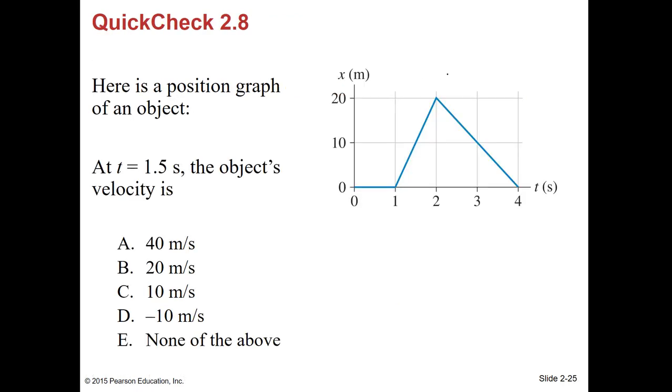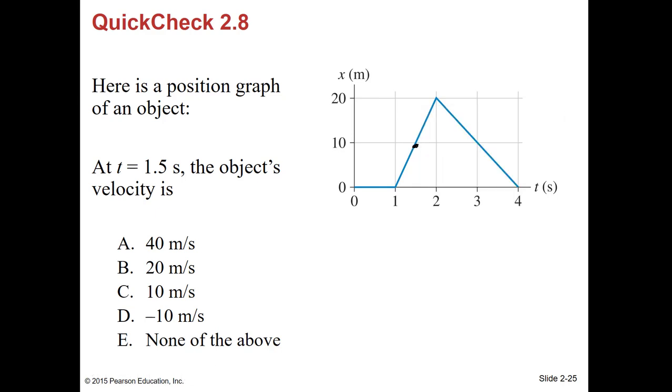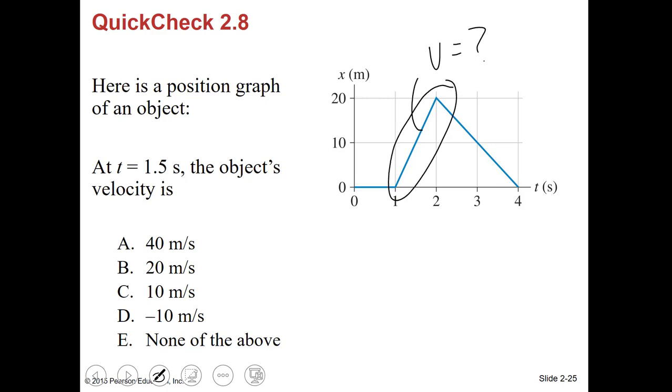So here's a quick check one. Here is the position graph of an object. At 1.5 seconds, we want to know what the velocity is. So 1.5 seconds is about here. About that location. So what is the velocity here? Well, it turns out anywhere between 1 and 2 seconds has the same velocity, right? Because that's a line. We just have to figure out the slope of that line.